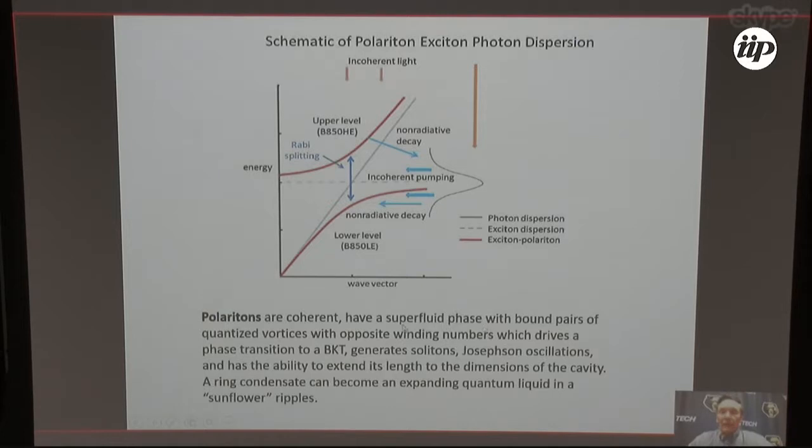Has a superfluid phase with bound pairs of quantized vortices, opposite winding numbers, which drive a phase transition to a BKT, Berezinskii-Kosterlitz-Thouless type two-dimensional system, generates solitons, oscillations, and the ability to extend its length to the dimensions of the cavity.